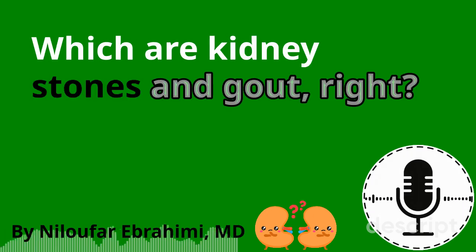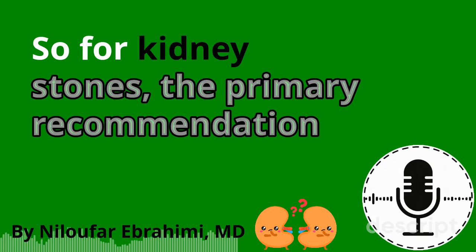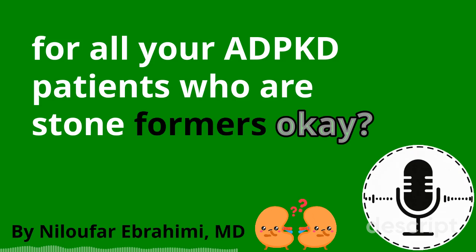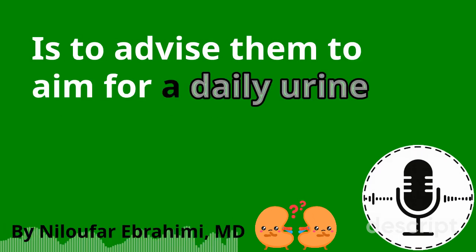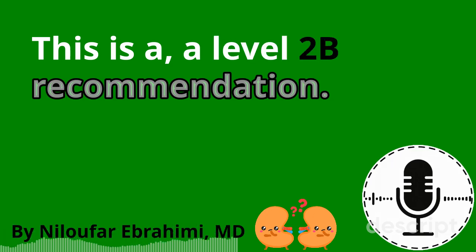Okay, so let's talk about some common complications that you're likely to encounter in your ADPKD patients, which are kidney stones and gout. Right. So what does the guideline advise here? So for kidney stones, the primary recommendation for all your ADPKD patients who are stone formers is to advise them to aim for a daily urine output of at least 2.5 liters. This is a level 2B recommendation.